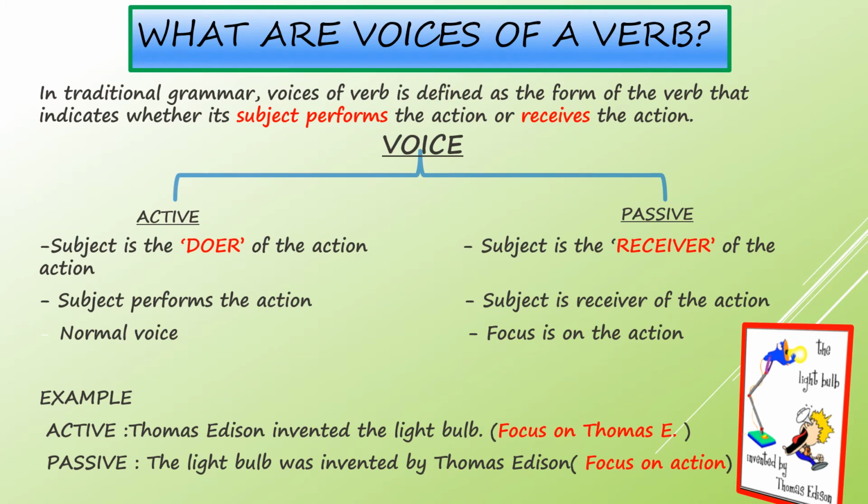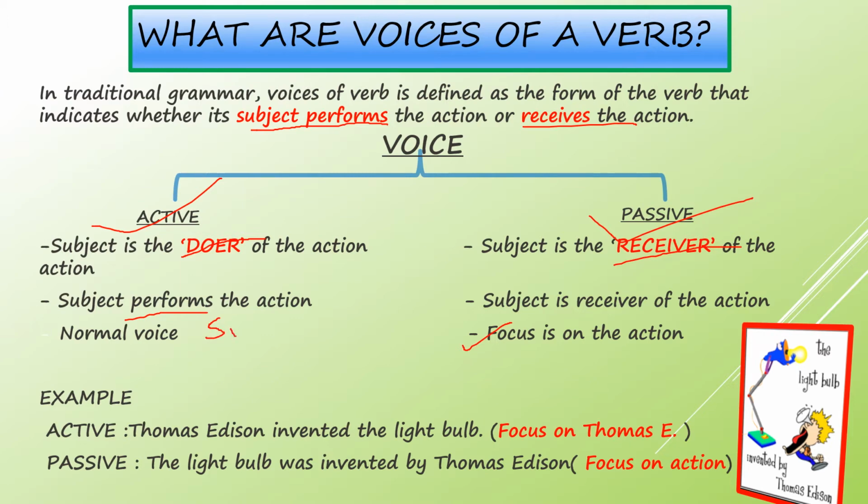What are voices of a verb? In grammar, voices of a verb tell us whether the subject is performing the action or receiving the action. So on this basis, there are two voices. One is active and the other is passive. Active voice of the verb tells us that the subject is the doer of the action or is performing the action. Whereas in passive voice, the verb tells us the subject is the receiver of the action, and passive voice puts the emphasis on the action, whereas in active voice the emphasis is on the subject.